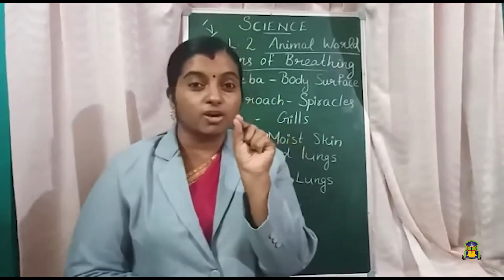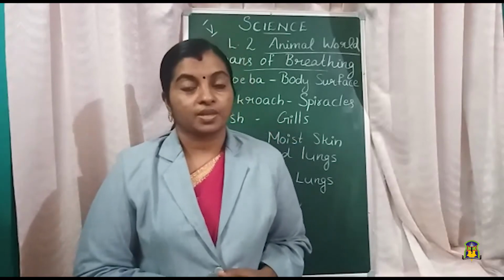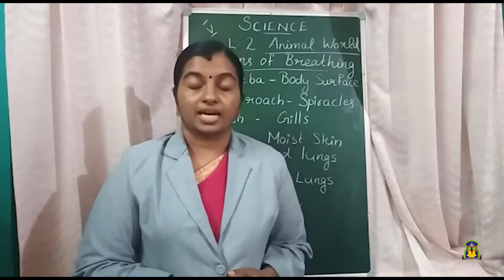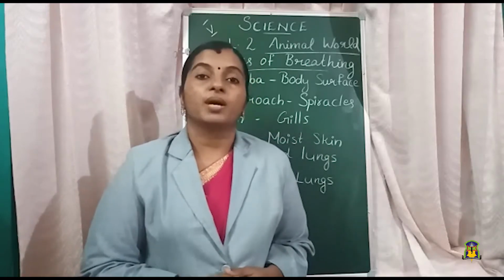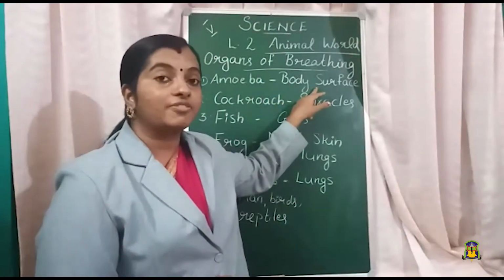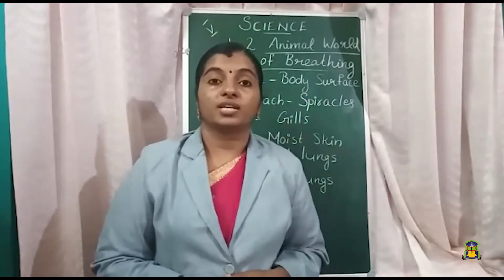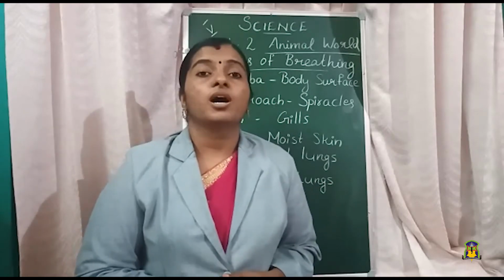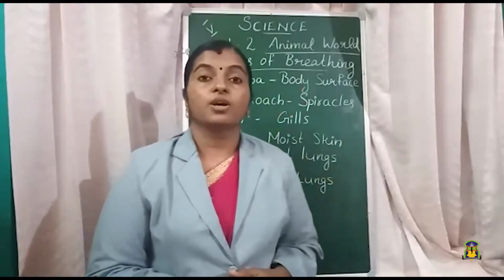It is a microscopic organism, a very small organism, and it is usually found in pond water. Amoeba is called a microorganism because it cannot be seen with our naked eyes. It can be seen only with the help of a microscope. And since it has only a single cell, the body surface itself acts as the breathing organ. Paramecium is also an example of a microscopic organism which uses its body surface as the breathing organ.